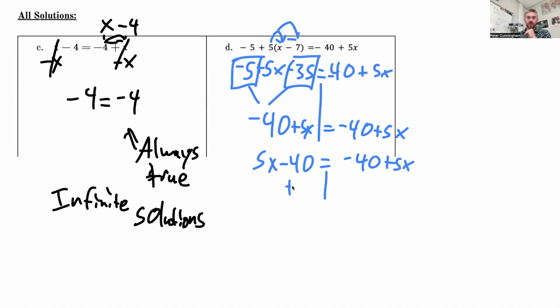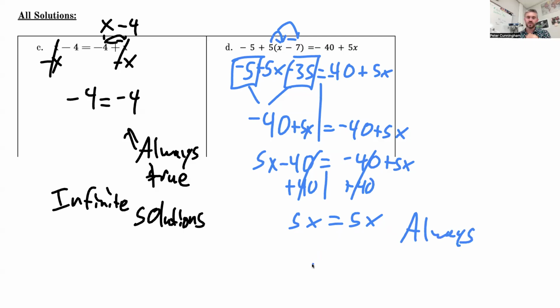Can prove it in another way if you add 40 to both sides. So now I just have 5x equals 5x. Well, when does 5 times x equal 5 times x? Always. So it's infinite solutions. It's like having two lines that are just on top of each other.